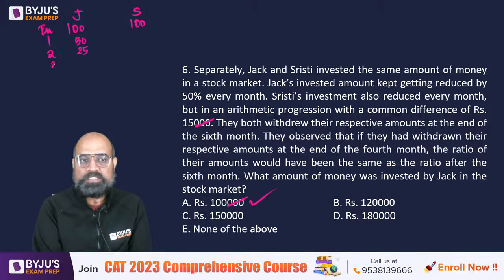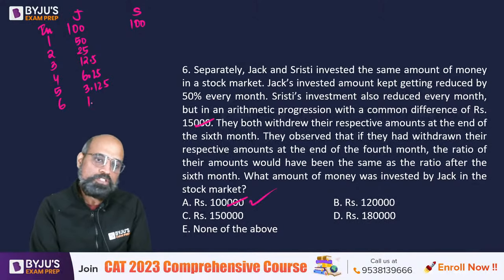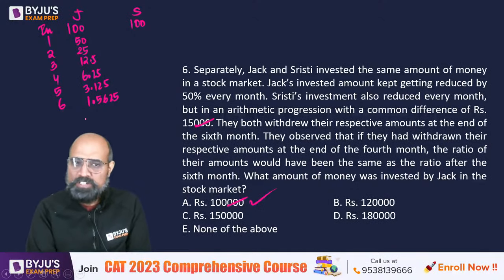What happens in the third year? Half of this. What happens in the fourth year? 6.25. What happens in the fifth year? Half of this. What happens in the sixth year? Half of this. So this is going to be 1.5625. The power of 5 is going on.